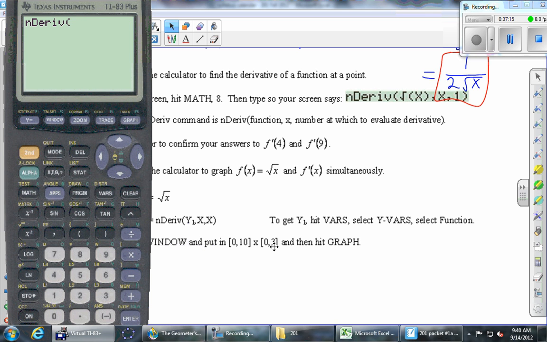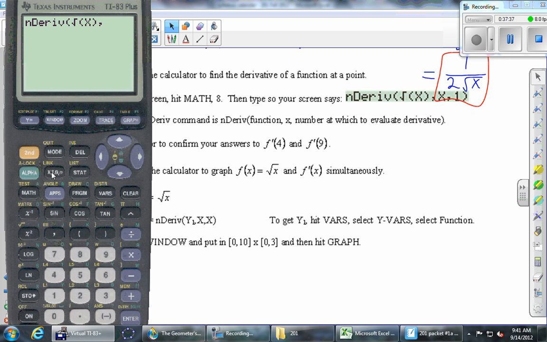And what I'm looking for is the derivative of the square root function. So I'm going to type in the square root function. Second square root of x. Don't forget to close those parentheses, which the calculator automatically opened when I hit the square root button. And then the comma. A lot of people have trouble finding the comma. It's right above the 7.